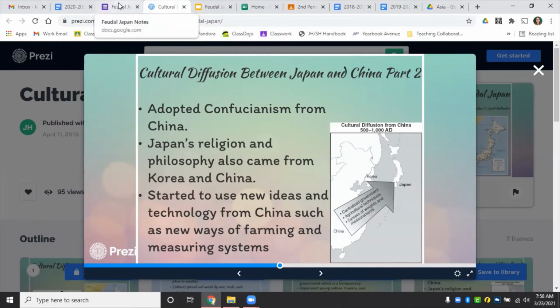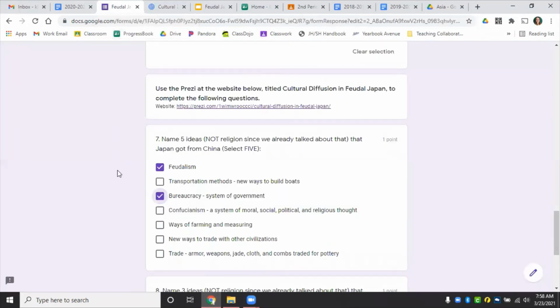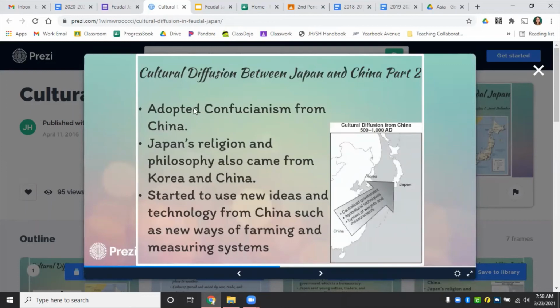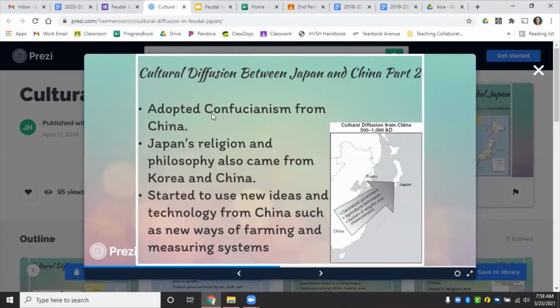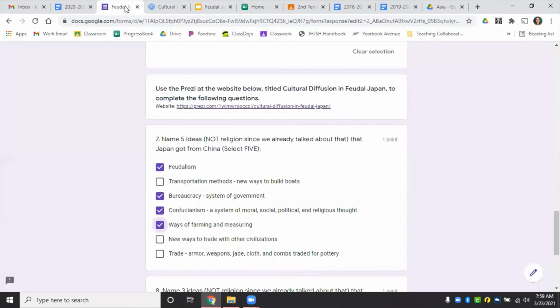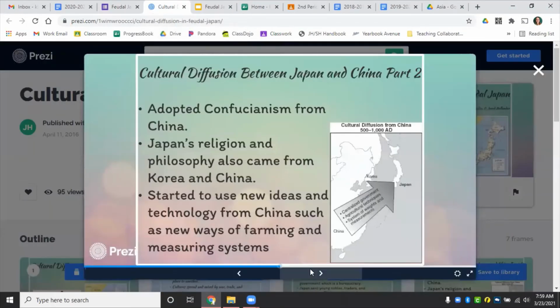Let's go back to our Google form. So it did mention Confucianism. Okay, we took that idea of philosophy. Japan took that idea of philosophy from China. New methods of farming and measuring. Japan took that from China. That was listed here in the third one. And that was it so far. Let's see on the next slide.